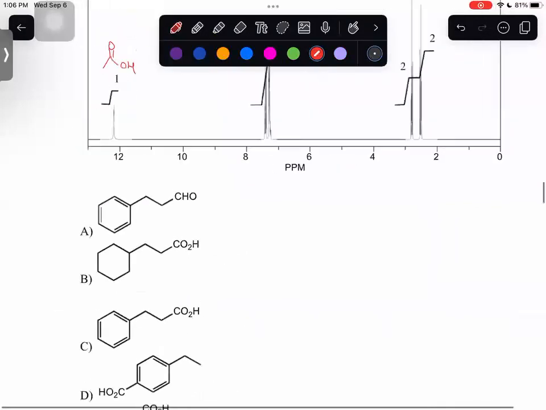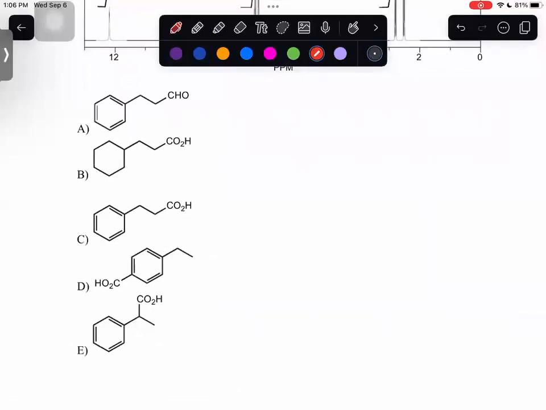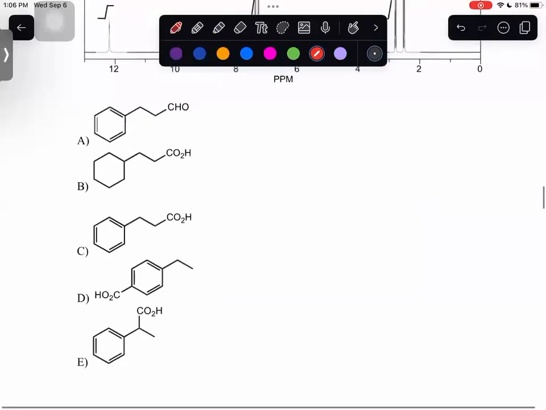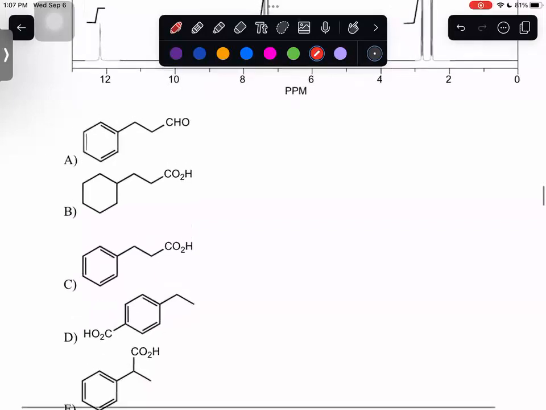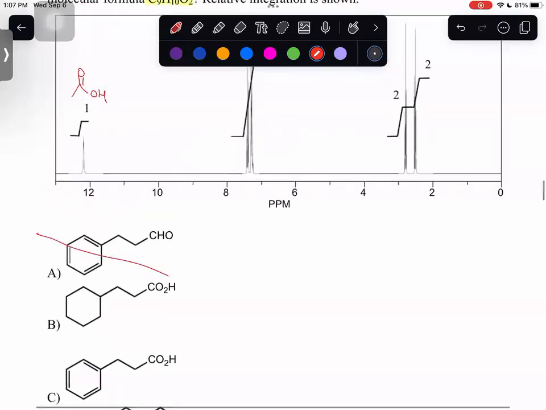So I'm just gonna start crossing out whatever answer doesn't have a carboxylic acid. Which answer would it be? Exactly. What does A have? What's the name of the functional group? It's an aldehyde. Whenever you see CHO, that means an aldehyde. CO2H, that's a carboxylic acid. So that's how we start discarding option A. Okay, let's keep looking at the chemical shift.